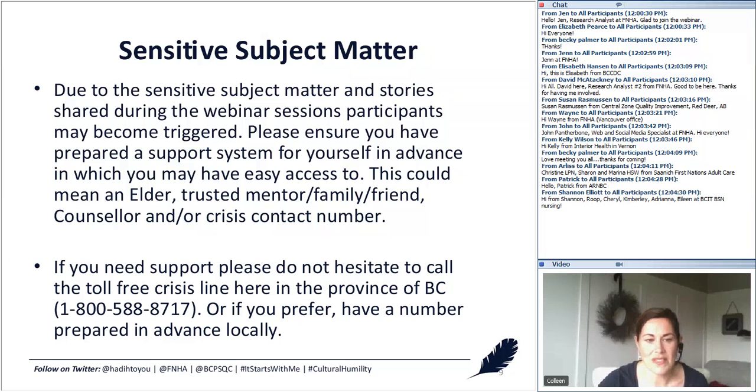So if you want to call that line, we encourage you to access that number, and maybe take a minute right now to write that down. I can also put it in the chat box for people, so you've got access to that during today's call.